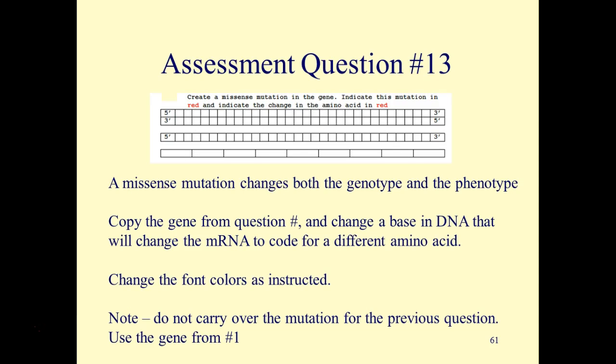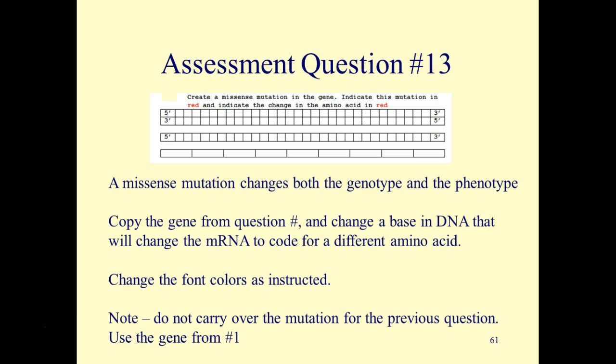A missense mutation now is going to change both the genotype and the phenotype. So again, you're going to copy the gene from question number 1, and as I mentioned in class, the easiest thing to do here is just copy-paste the whole thing in rather than trying to type in everything again. And then you're going to change a base in DNA that will change the messenger RNA to code for a different amino acid. So this is a genotypic and a phenotypic change.